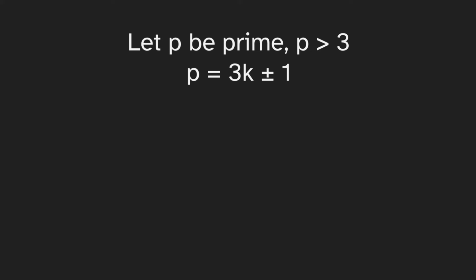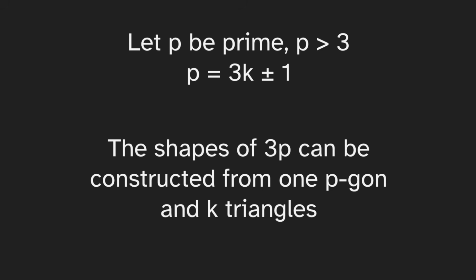So we'll let p be a prime that's bigger than 3, and we'll say that p equals 3k plus or minus 1, depending on its equivalence class mod 3. The shapes of 3p can be constructed from 1 p-gon and k triangles. This is why 5 and 7 gave us 2 triangles, because they're adjacent to 6, which is 3 times 2. And then 11 and 13 gave us 4 triangles, because they're adjacent to 12, which is 3 times 4.